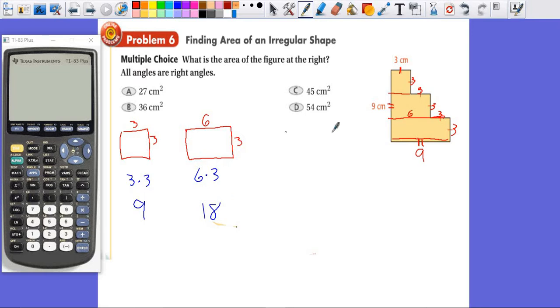And then we need to find the last one, the area of the larger one. We know the bottom's 9. We know that is 3. When we take 9 and multiply it by 3, that would give us 27. So if we want to find the area of all of this, we just take those 3 numbers, add them together, and you would get 54 centimeters squared. So D would be your answer. All right?